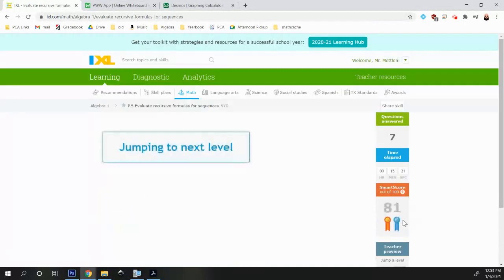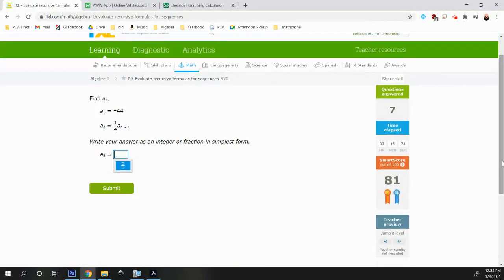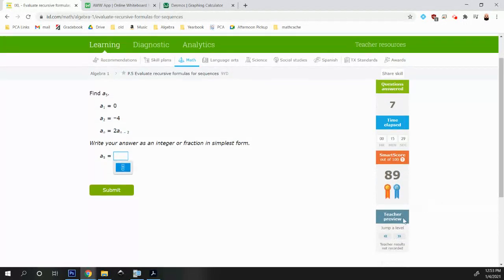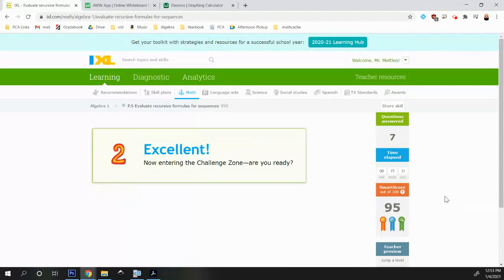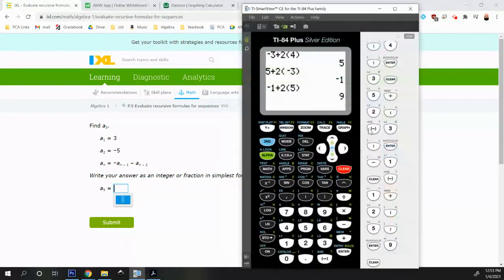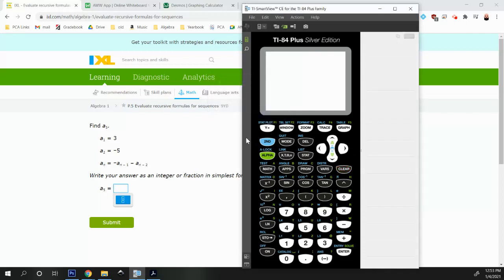Let's see if we can jump a little further. There we go. Okay, so this is like the one we started with. You can see that it asked for A5, but it didn't give us A3 or A4. So we have to have A3 and A4 in order to get to A5. So even though it didn't ask for them, we still have to find them.